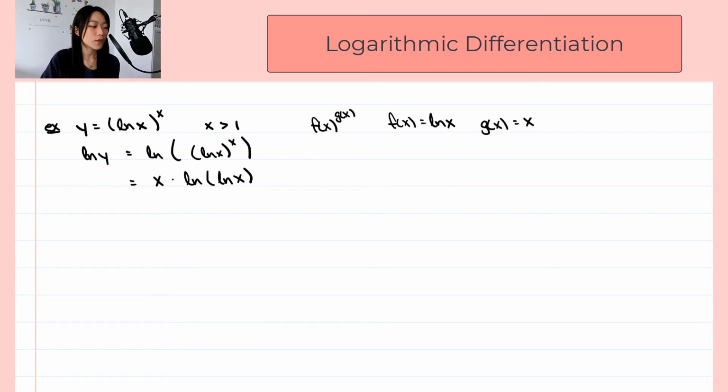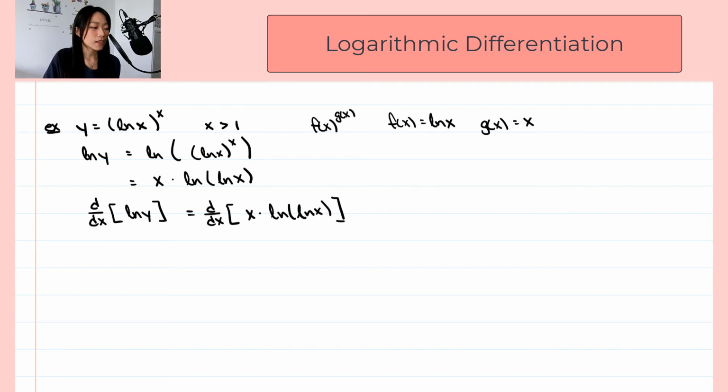Now this equation involves x and y. To find y prime, we'll need to use implicit differentiation. So we're going to take the derivative on both sides. On the left-hand side, we have the derivative of ln of y, which equals the derivative of the right-hand side, d over dx of x times ln of x.